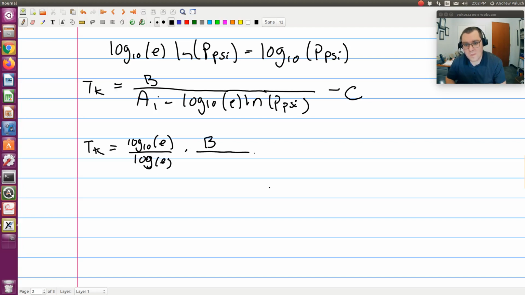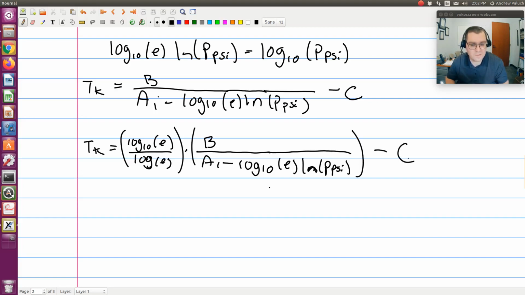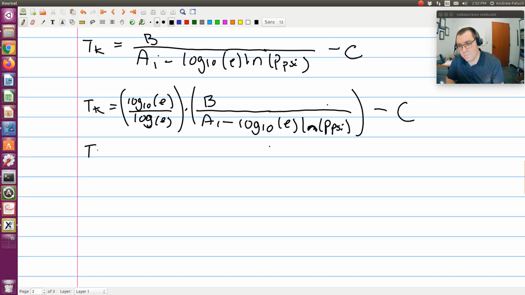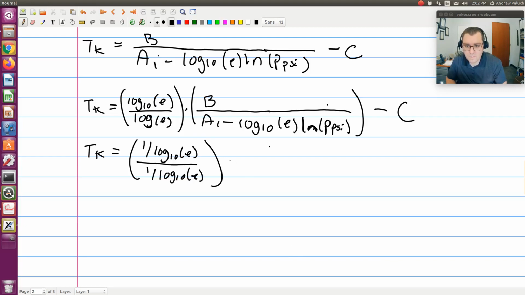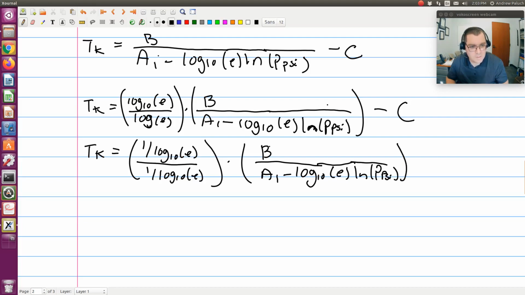Log base 10 of e divided by log base 10 of e is just 1. So T in Kelvin equals that times b divided by a1 minus log base 10 of e times natural log of pressure in psi, all that minus c. And just for clarity, I'm going to further rewrite this quantity as 1 over log base 10 of e divided by 1 over log base 10 of e, times b divided by a1 minus log base 10 of e times natural log of p in psi, just so I can make it clear exactly what I'm doing.